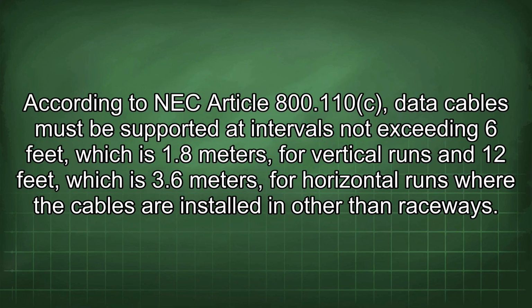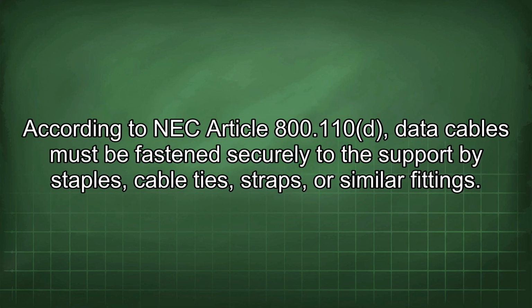According to NEC Article 800.110, data cables must be supported at intervals not exceeding 6 feet, which is 1.8 meters for vertical runs, and 12 feet, which is 3.6 meters for horizontal runs where the cables are installed in other than raceways. According to NEC Article 800.110, data cables must be fastened securely to the support by staples, cable ties, straps, or similar fittings.